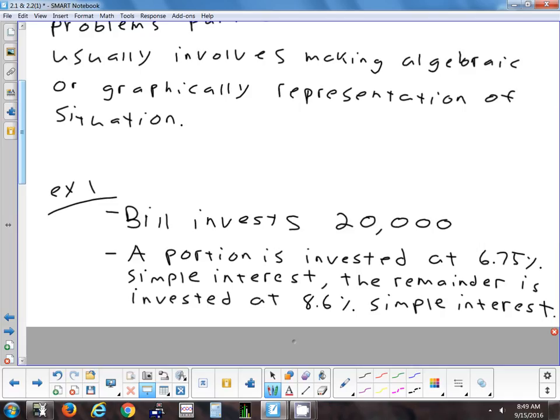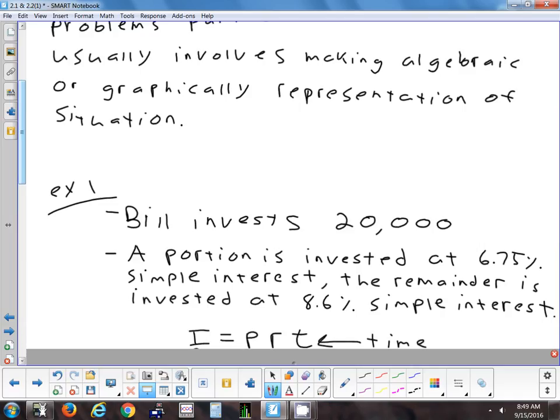Maybe the 8.6%, if this wasn't simple interest, I would say something like, maybe the 8.6% is more risky, but it can make more money. And the 6.75%, you don't make as much money, but maybe it's more stable. Because you certainly would not get interest rates like this in a bank account. Nowhere close. But just for our problem.